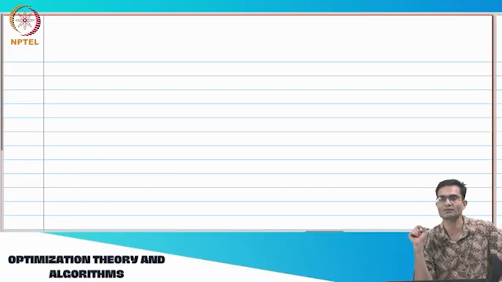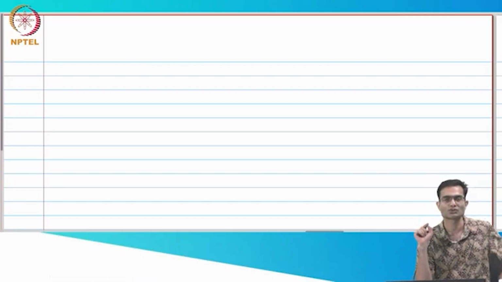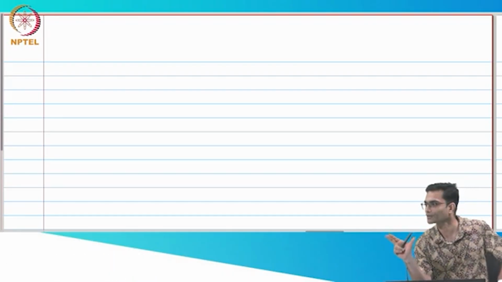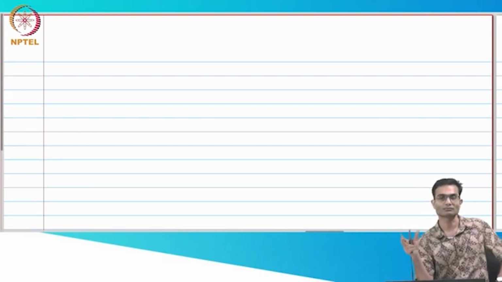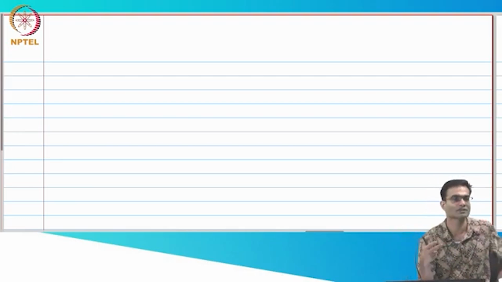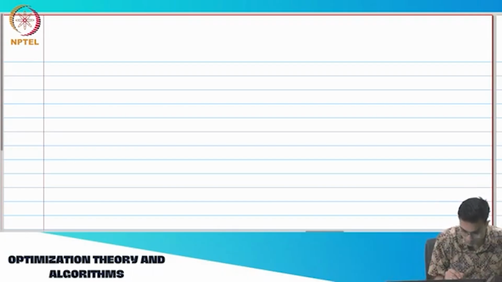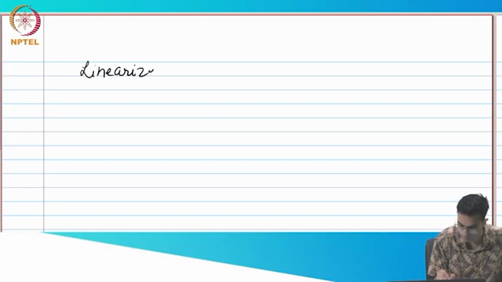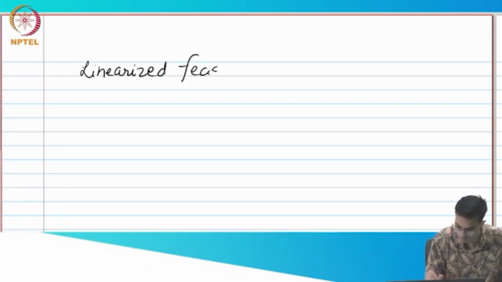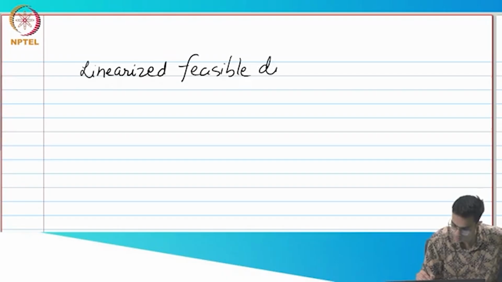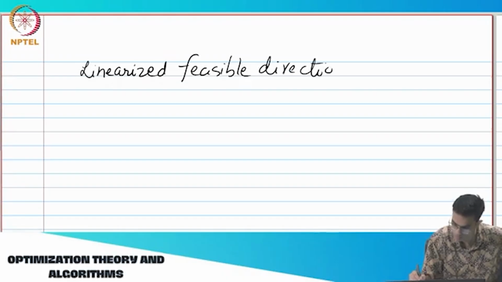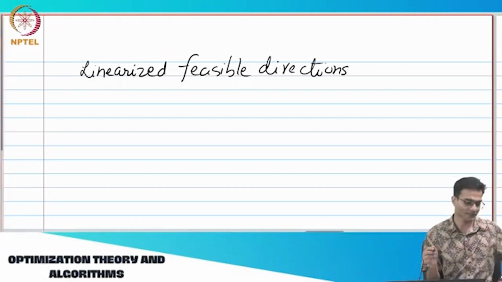Order of Taylor's theorem did we use to derive them? First order, right? So there is a formal term for these directions. They are called linearized feasible directions.